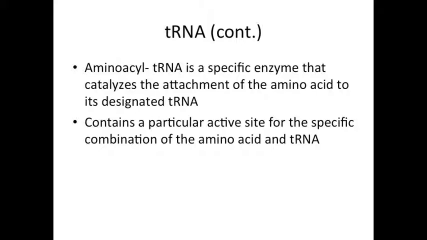A very crucial enzyme during translation is aminoacyl tRNA synthetase, which catalyzes the attachment of a specific amino acid to its designated tRNA. This enzyme is crucial because without it, we would have random amino acids attaching to different types of tRNA, which would inhibit translation and cause a different polypeptide sequence to form. The enzyme contains a particular active site for the specific combination of the amino acid and tRNA.